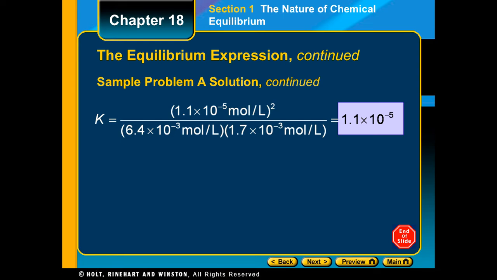That was section 1, the nature of chemical equilibrium. Stay tuned and get ready for your homework.